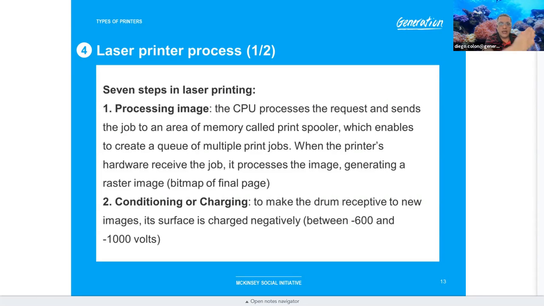As for the first step, this is when the CCB itself receives the image, and now it's going to create the image one page at a time. And from there, it continues to send it to the second step itself, which you can consider the conditioning or the charging of the drum.